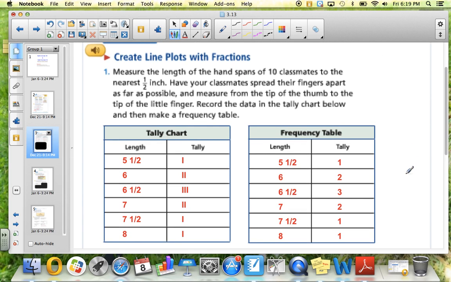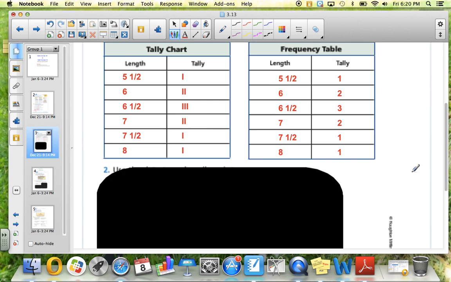So you're going to pause the video. I want you to copy down everything that's in the tally chart and the frequency table onto your SAB. And once you have the data, I want you to use it to make the line plot for number 2. So you're going to make the line plot. Then you're going to answer the questions for number 3 and 4 using the line plot you created. And then once you've done that, come back and check your answers. And then we'll move on.